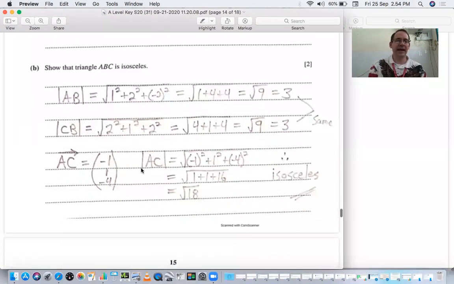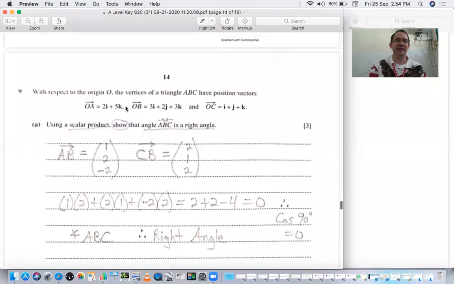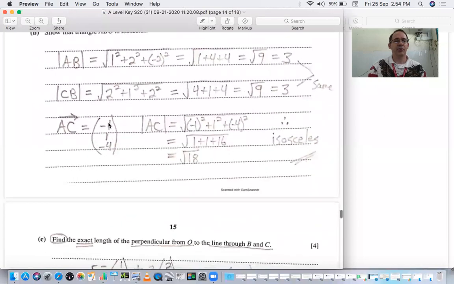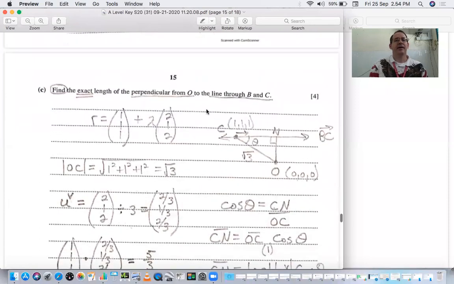And if you find AC, which I didn't have yet, I had to find AC separately. C minus A comes out to 1, negative 1, 1, and negative 4. And when you work out the magnitude of that, it's root 18, which is different from the other two. Therefore, since those two are the same, the 3's, you have an isosceles triangle.